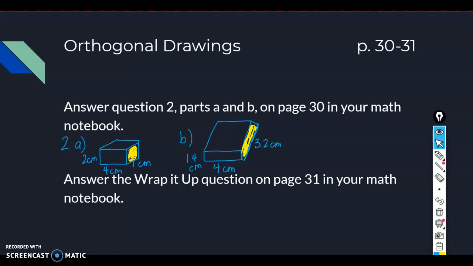The Wrap It Up question says you have built three-dimensional cube structures based on two types of two-dimensional drawings, isometric drawings and orthogonal drawings. Which type of two-dimensional drawing do you think is easier to translate into a three-dimensional structure? Why? What are the advantages and disadvantages of each type of drawing?